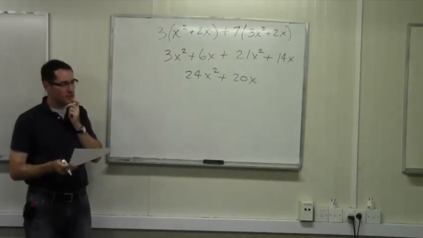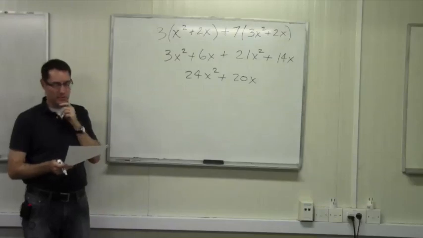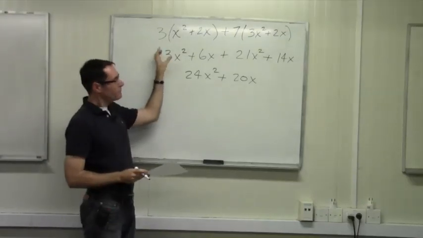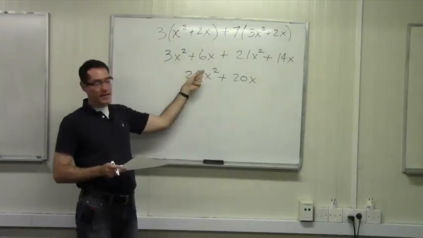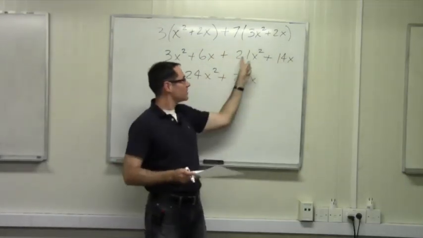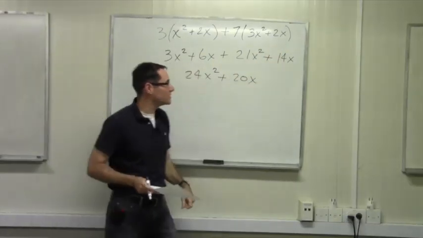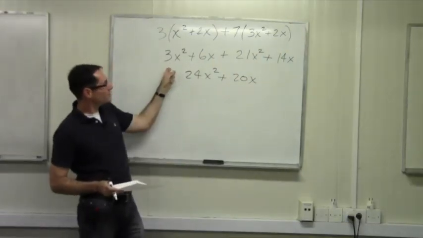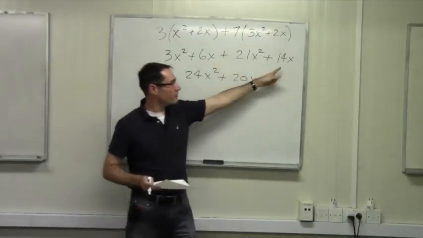Did everybody get 24x squared plus 20x? I'm getting some questions, some concerned looks. First thing we did was we distributed the 3 through here, 3x squared plus 6x. Then we distributed the 7 to this one, 21x squared plus 14x. 7 times 2x is 14x. And then I just combined the like terms, 3x squared and 21x squared and 6x and 14x.